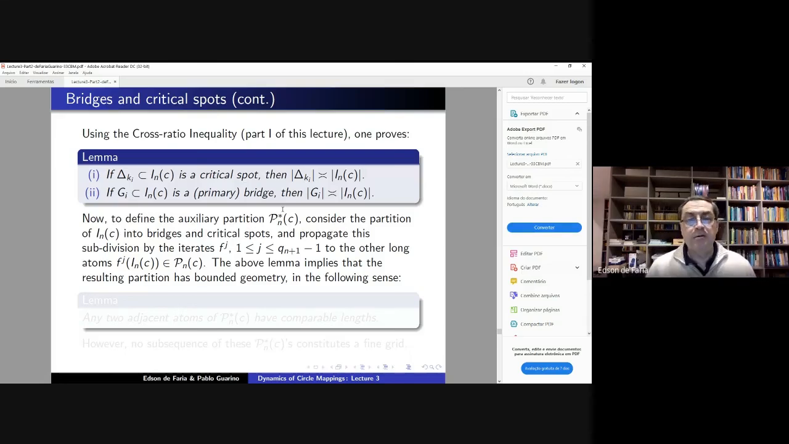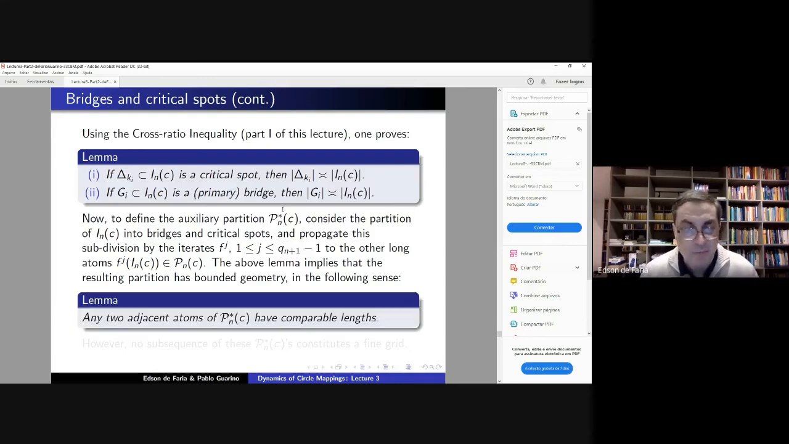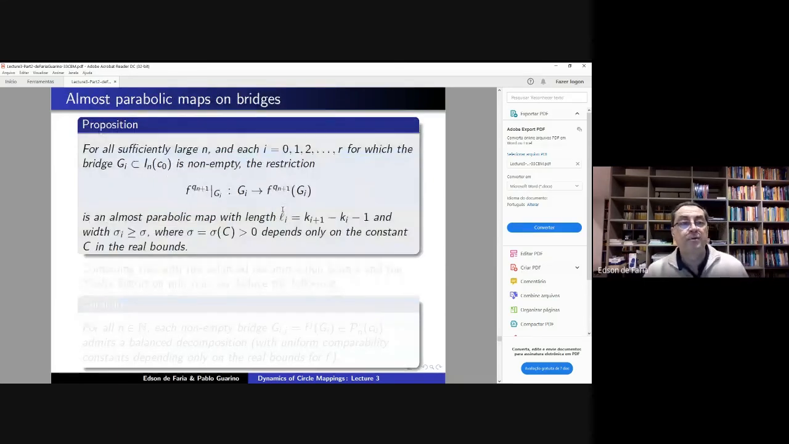But these P sub n stars are still not going to form a fine grid. However, they have a nice property. They have the same property that the P_n's have: any 2 adjacent atoms of this partition have comparable lengths. The ratio of lengths is bounded above and below by a constant that does not depend on n. But like I said, not even a subsequence of these P_n's will be a fine grid. So you need to do something else.